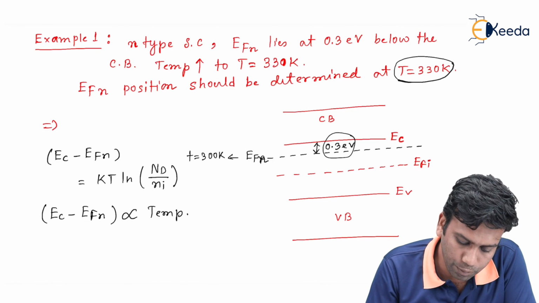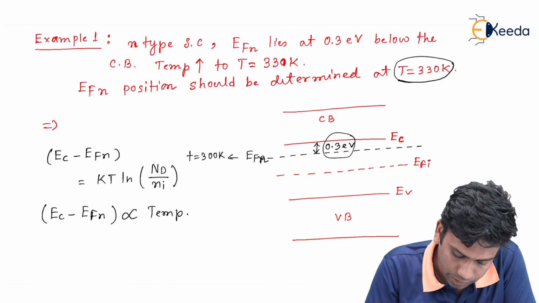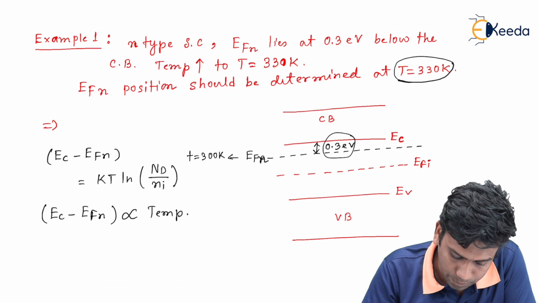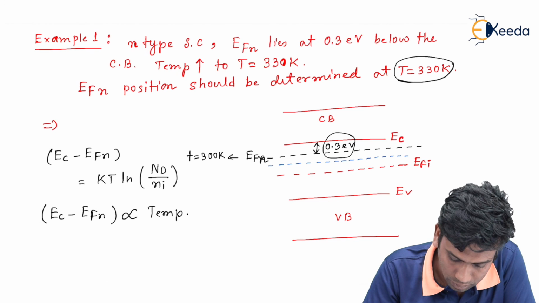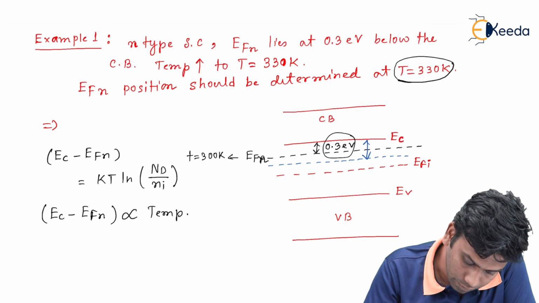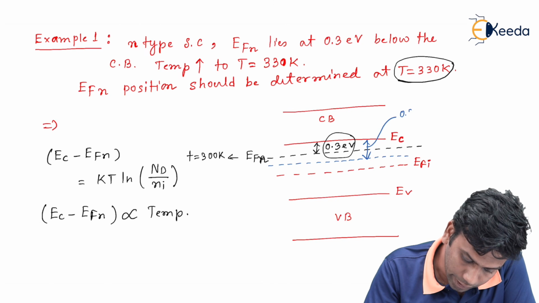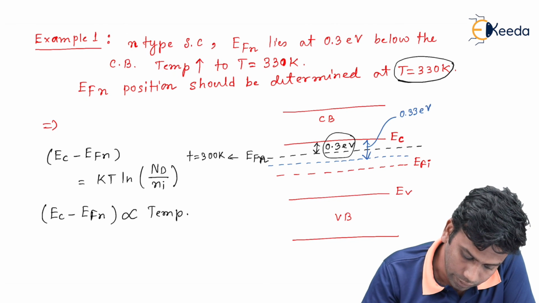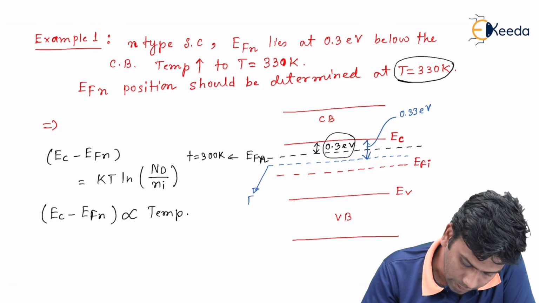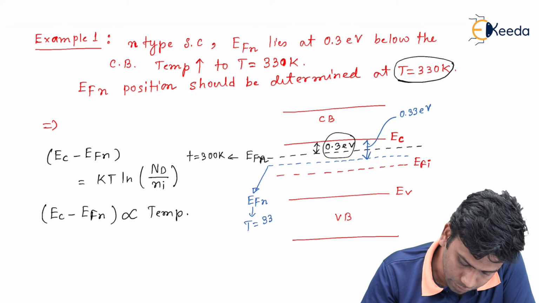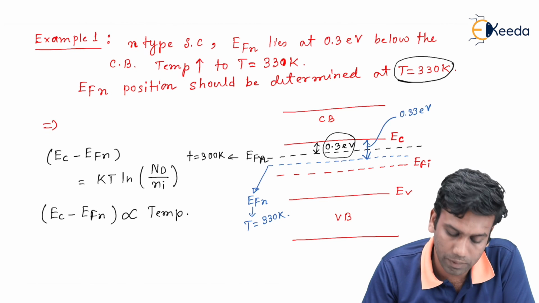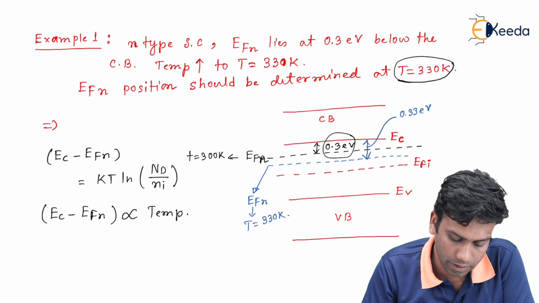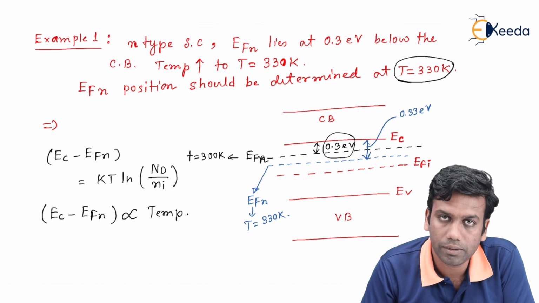That means the new position of the Fermi level will be somewhere at this position, and this value is given by 0.33 electron volt, and this is the EFN value at temperature equals 330 K. So, this is the new position of the Fermi level of the given n-type semiconductor. So, this is all about this example. Thank you.